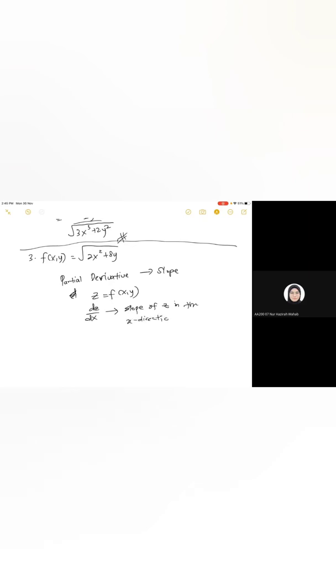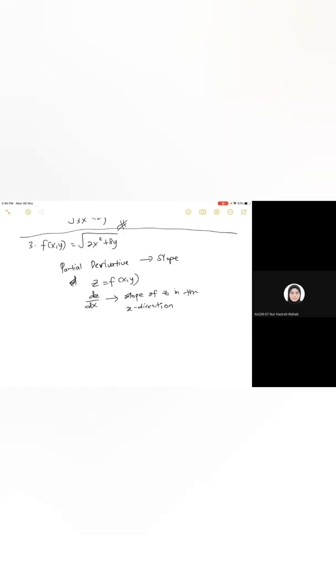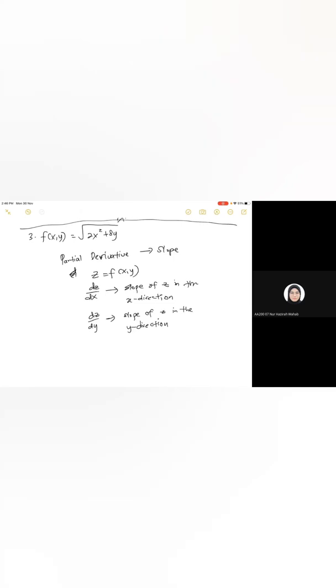Okay, sebab dia ada dua direction now, x and y. Okay, it has two variables, x and y. So if del z del y, it will be y direction pula. Okay, so when the question asks you to find slope of z in the x direction, means the question asks you to find del z del x. It's not d, it's del z del x, sorry. Okay, what's the difference between d and del? Okay, d ni is for full derivative, del ni is for partial. Because it has another variable.